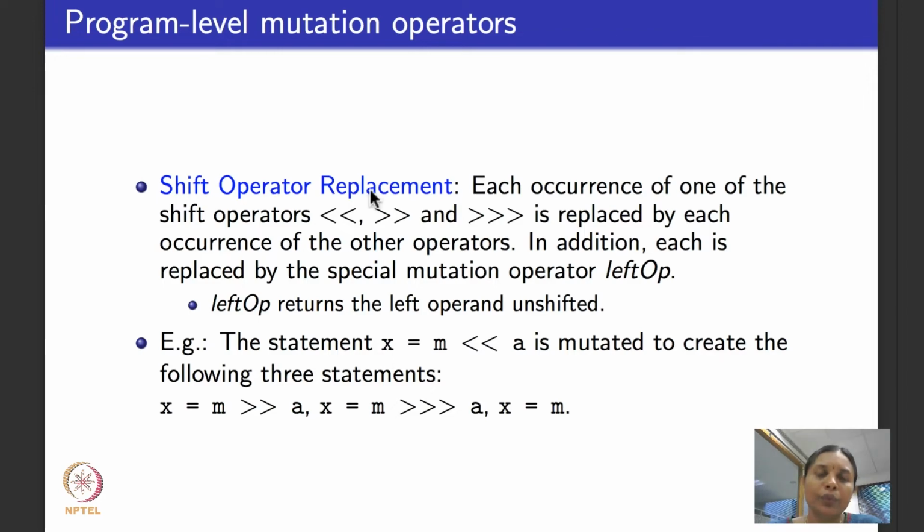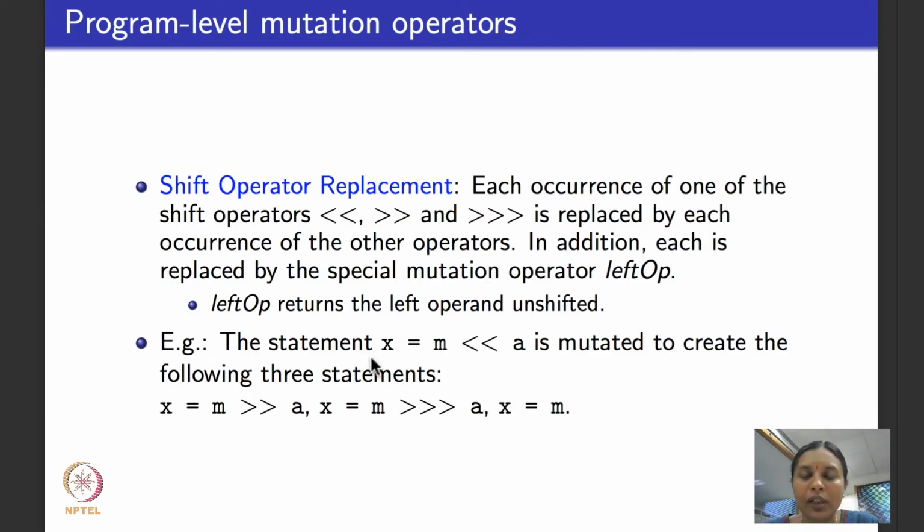So the next set of mutation that you could do is regarding the shift operators. You might have seen these: left shift, right shift, and right shift has two categories, signed and unsigned. So this is the left shift operator, this is the signed right shift operator, this is the unsigned right shift operator. Unsigned right shift is the counterpart of left shift. Signed right shift is meant to take care of negative numbers also. So each occurrence of these shift operators can be replaced by the other occurrence. In addition, I have the special mutation operator which just returns the left operand, which is unshifted.